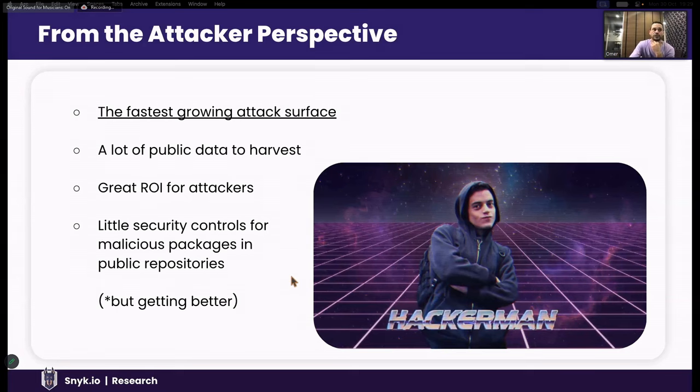Add to that, there are few security controls for malicious packages in public repositories. It is getting better, and we see, for instance, npm requiring certain users, with certain weekly download counts, to add two-factor authentication and things like that, which in the past were very unlikely. So they are happening, but still today it's very easy to publish any code, and it's still very common for attackers to use public registries. I talk about npm.js, but there are obviously more for different technologies.